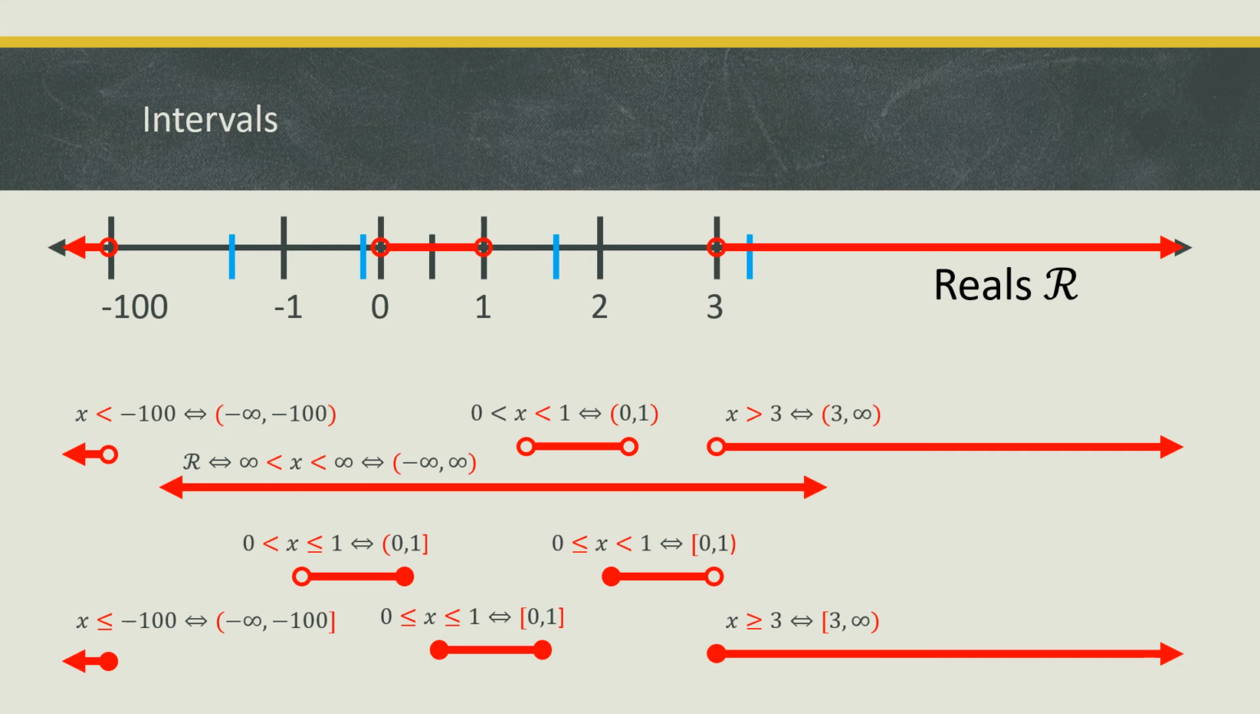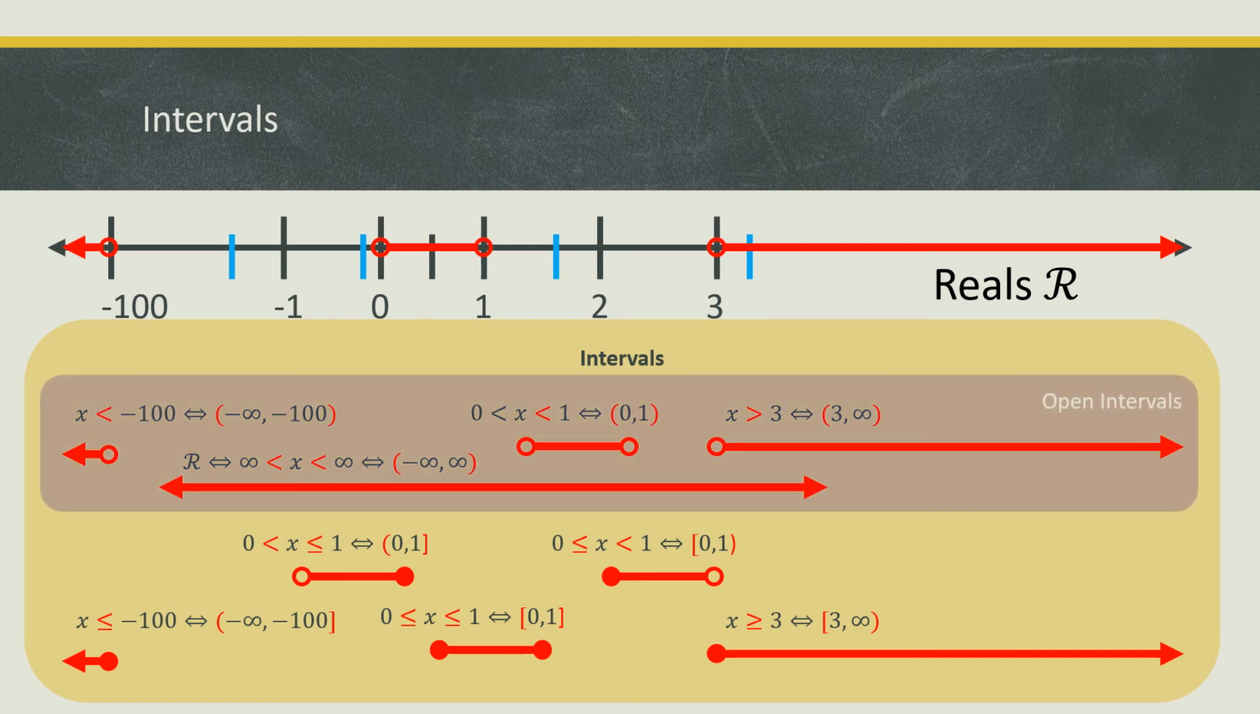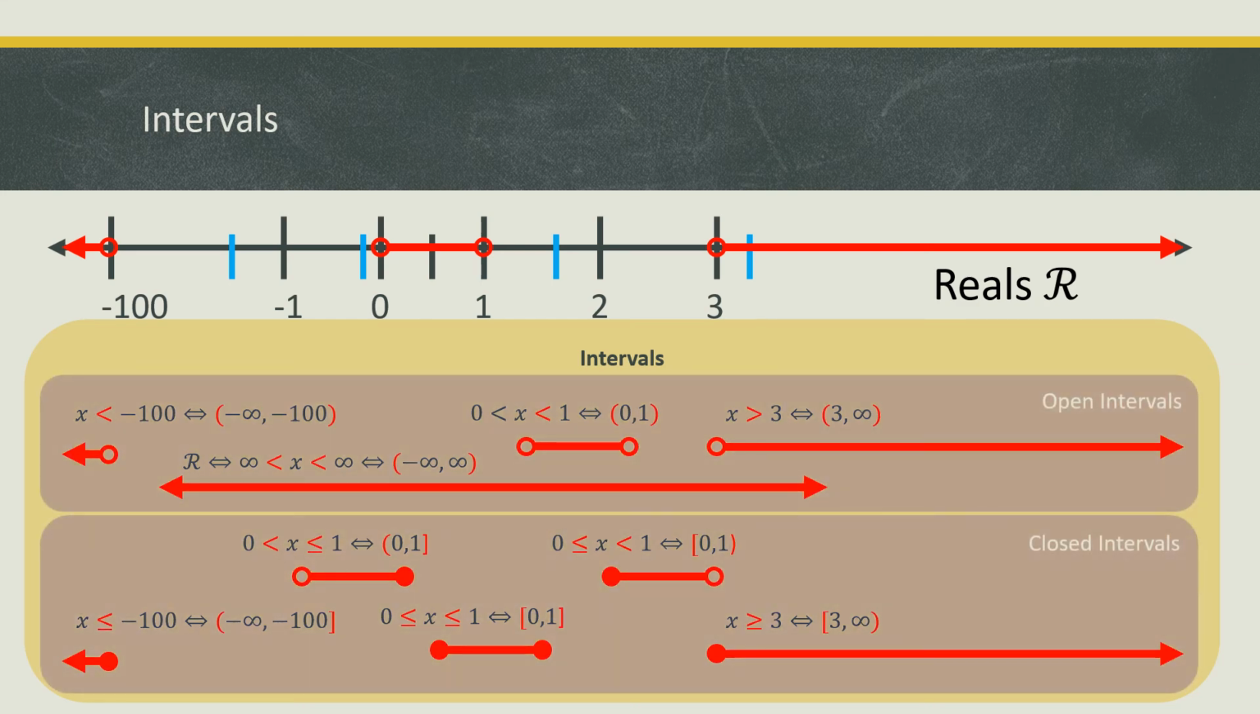The rule in writing is simply to use square brackets and closed circles when an endpoint is included in the set, and to use open circles and parentheses if the endpoints are not included. These segments of the number line, they are called intervals. If all endpoints are open, we call it an open interval. Otherwise, we call it a closed interval.